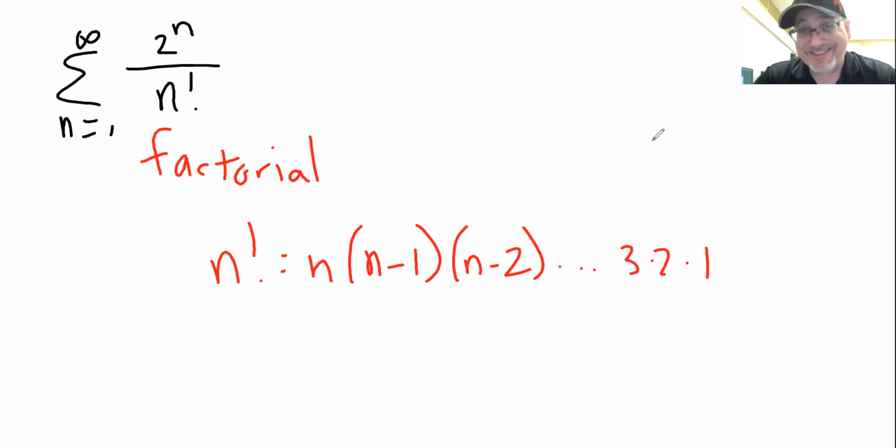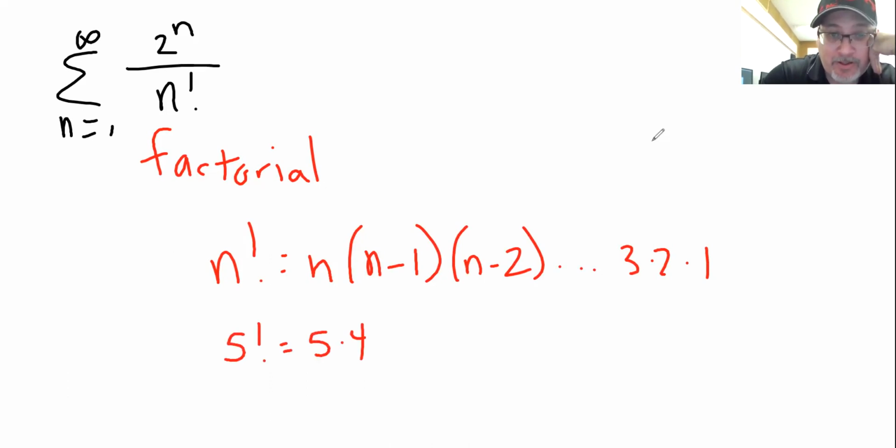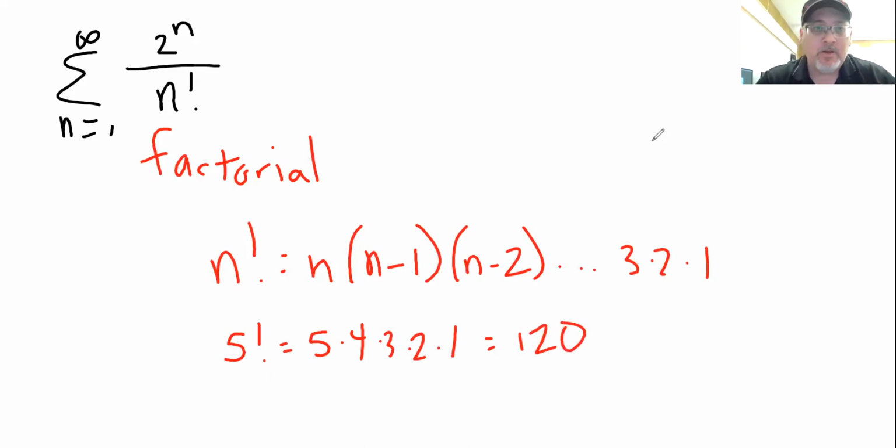So we're assuming the n is an integer or a whole number, and it is because it starts at 1, and it's part of our summation. So for example, if you had 5 factorial, start with 5 and multiply all the way down to 1, equal to 120. But that's all factorial means.